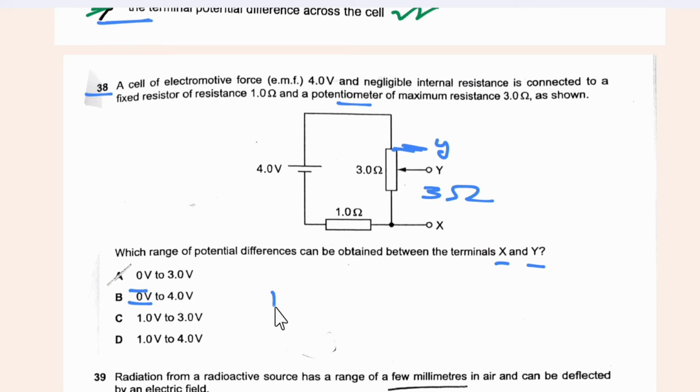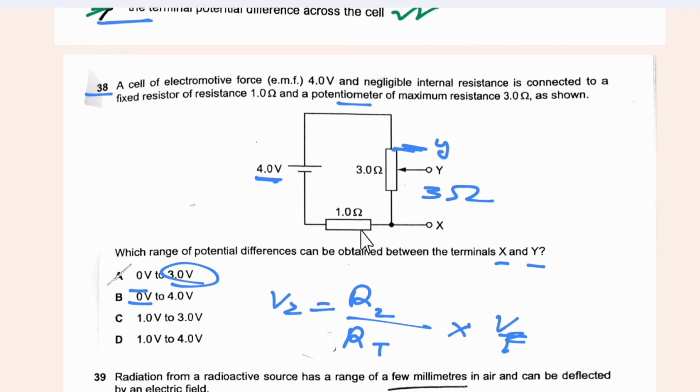So we know that V2 is equal to R2 by R total into V total. After calculating, R2 is 3, and R total is 3 plus 1, that is 4. So R2 by R total into V total, where V total is 4 volt, that is given. After substituting the values, we get 3 volt as our final answer. So the answer should be 0 to 3, that is A.